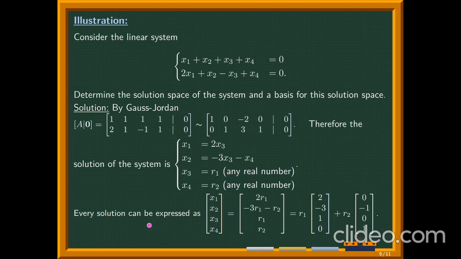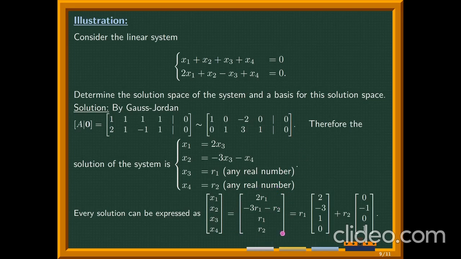So every solution to this linear system can be expressed as a 4-vector, okay, where x3 and x4 are free variables, so they are arbitrary, while the first component is twice the third component, and the second component is -3 times the third component minus the fourth component. So essentially obtained from this description of the solution set.